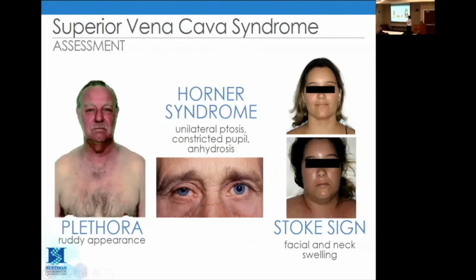That's what you're going to see. Plethora, they're going to look red. Why do they look red? The blood is backing up into your face. You've got so much blood supply backing up into your face, right? So there's the unilateral eye swelling, and here, look at the difference between this poor lady here.